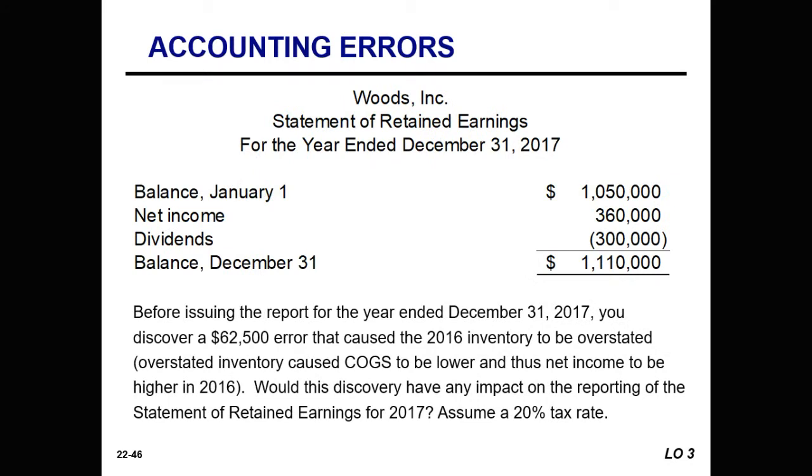Let's take a look at the statement of retained earnings, December 31st, 2017 for Woods Incorporated. Before issuing the report for December 31st, 2017, you discover a $62,500 error that caused the 2016 inventory to be overstated. Overstated inventory causes cost of goods sold to be lower, and therefore your net income will be higher in the 2016 period. Would this discovery have any impact on the reporting of the statement of retained earnings for 2017?